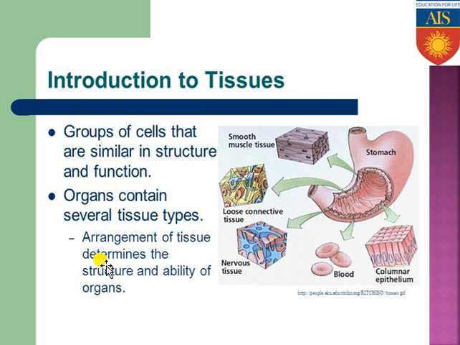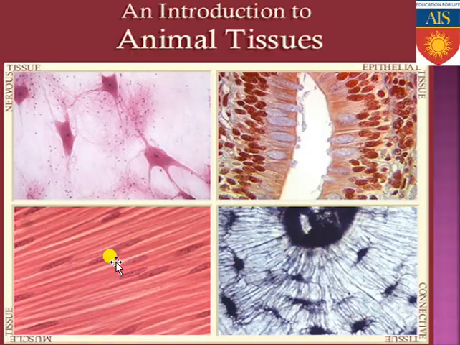Keep it in your mind, in our body various kinds of tissues are present. And keep it in your mind, the structure and ability of an organ always depend on the arrangement of tissues. Always, the arrangement of the tissue determines the structure and ability of the organ. That means whatever the structure of the organ, whatever function is performed by the organ, everything is controlled with the help of tissue.